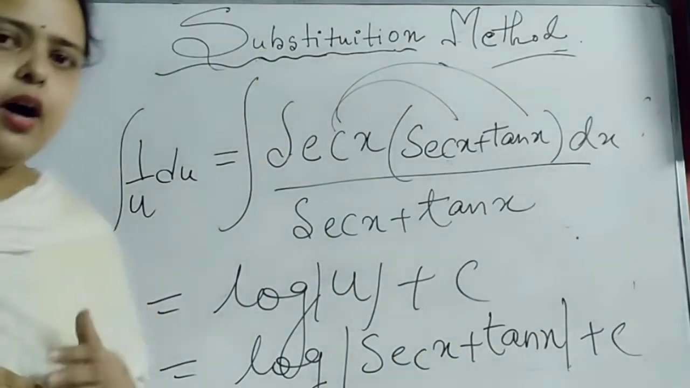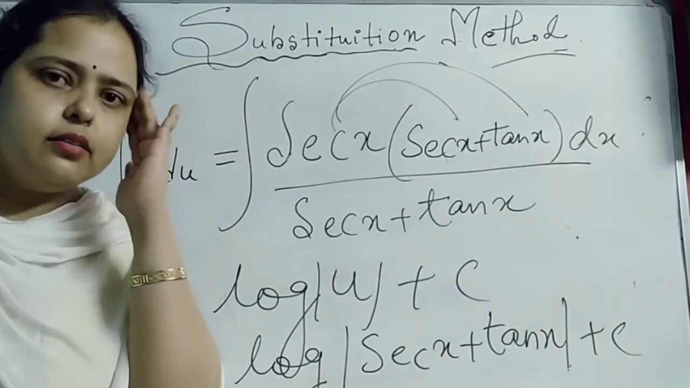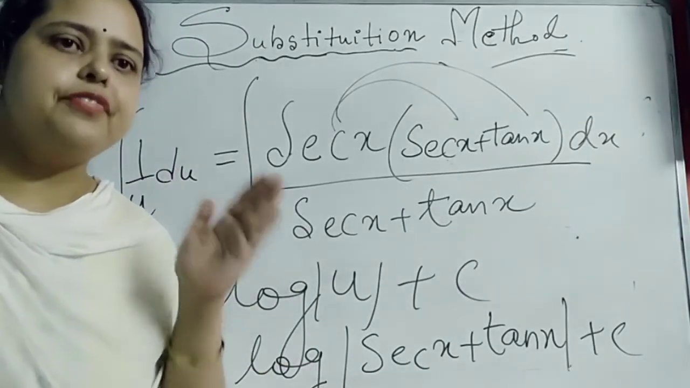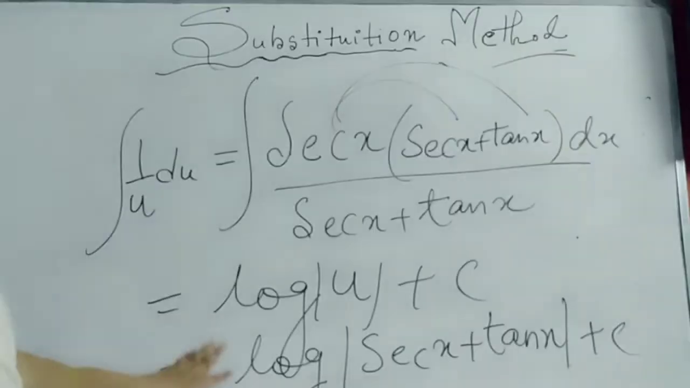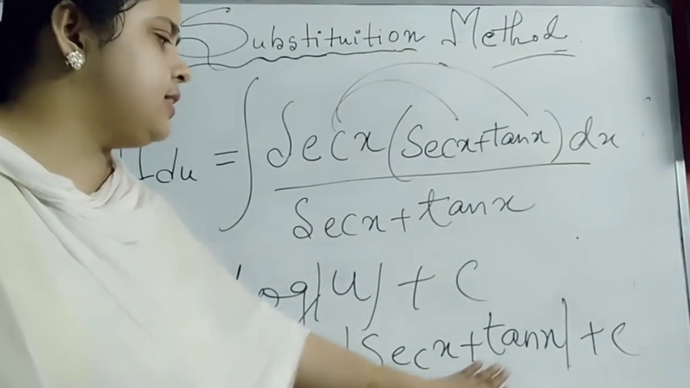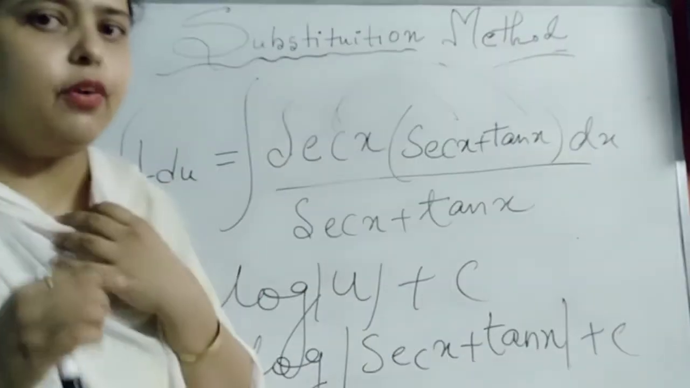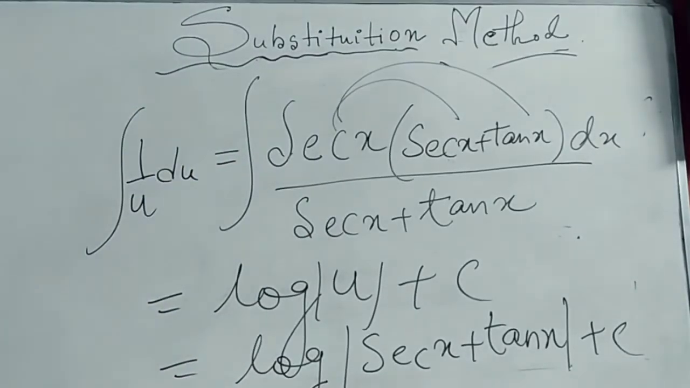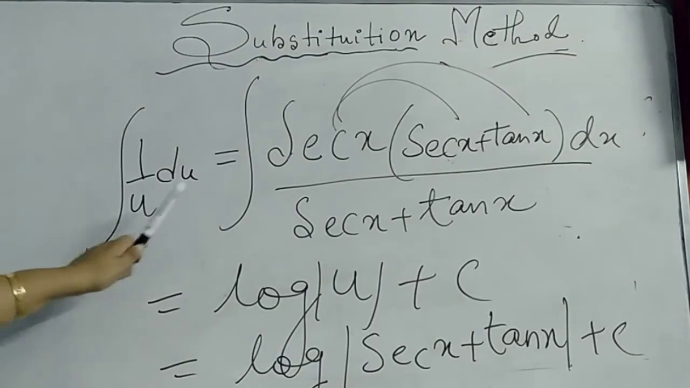So, from now, we will learn the integration of sec x as log of sec x plus tan x. Only what I did here, I multiplied the numerator with sec x plus tan x and the denominator the same by sec x plus tan x. So this is becoming this.